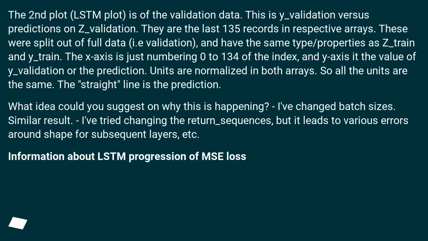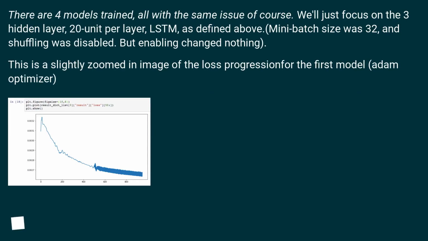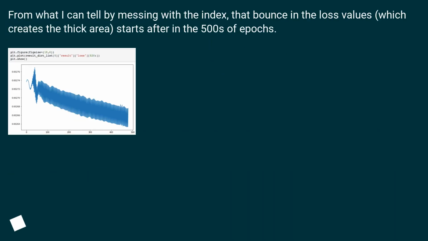Information about the LSTM progression of MSE loss. There are 4 models trained, all with the same issue of course. We'll just focus on the 3 hidden layer, 20 units per layer LSTM, as defined above. Mini batch size was 32, and shuffling was disabled, but enabling it changed nothing. This is a slightly zoomed in image of the loss progression for the first model, Adam optimizer. From what I can tell by messing with the index, that bounce in the loss values, which creates the thick area, starts after the 500s of epochs.